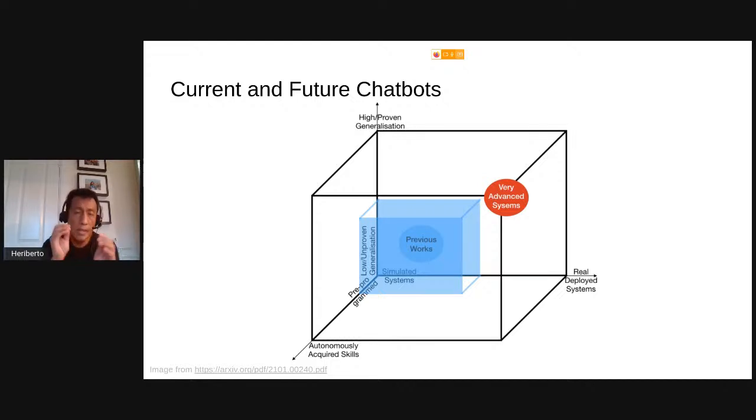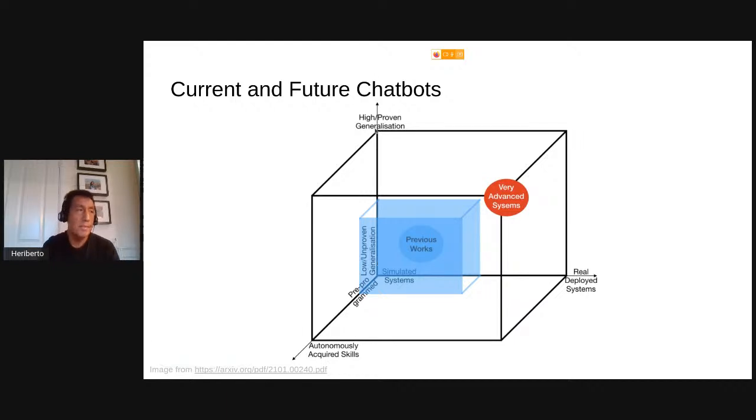Let me try to just show you briefly three dimensions. In one dimension, I have a simulated system that doesn't have to even interact with real people. And on the other hand, I have systems that interact with end users, actual end users. So this could be systems such as the type of chatbots that you may have in your smart speakers. But how about the other dimensions?